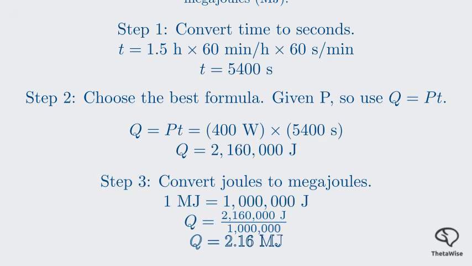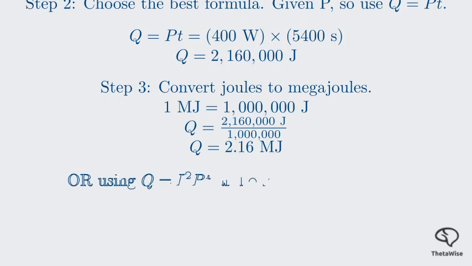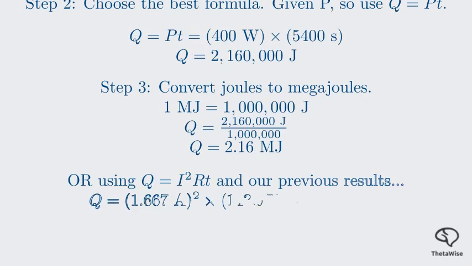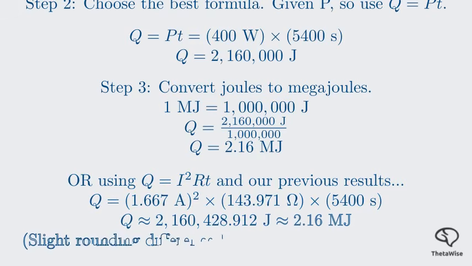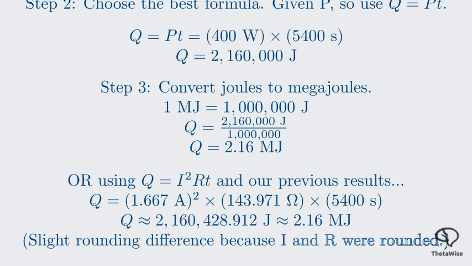That's a significant amount of energy dissipated as heat and light. You could have also used the formula Q equals I squared RT, and as you can see from the calculation in the text, it gives the same answer, just with slightly more rounding error because we used the rounded value for current. This reinforces that using the original given values is always the best practice.